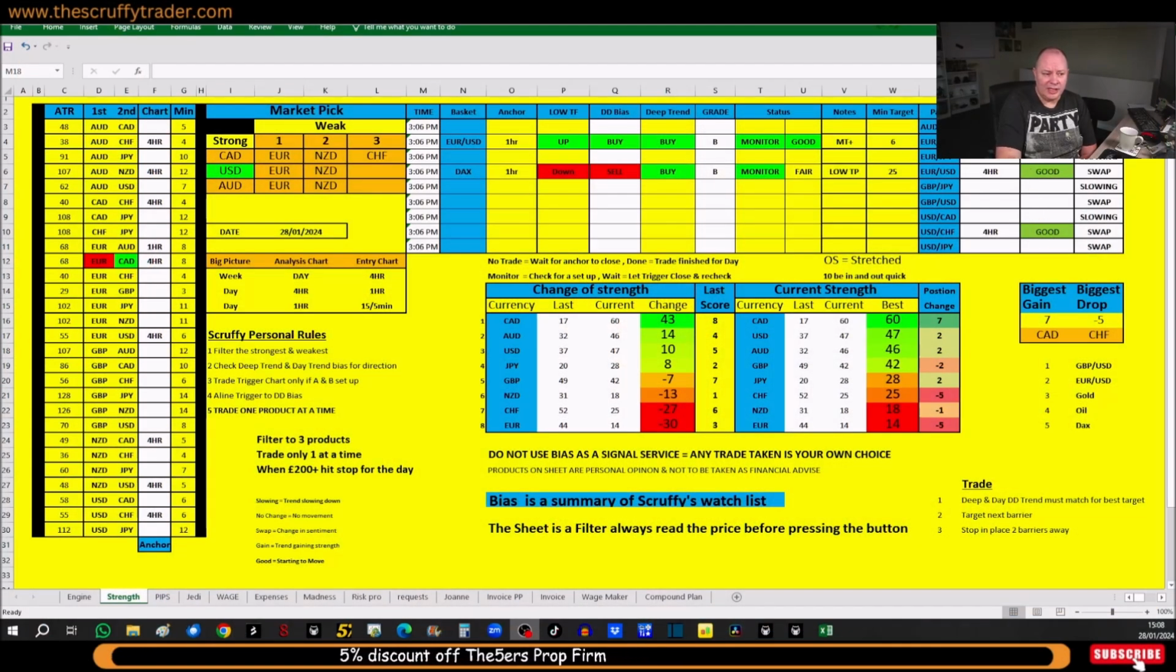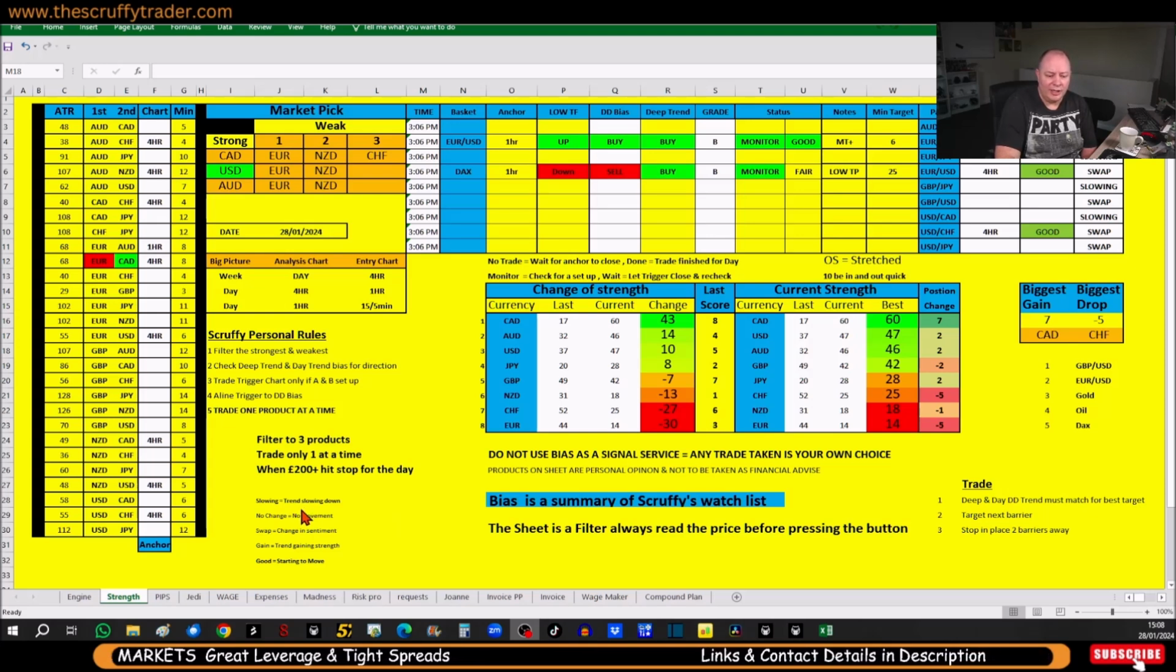So this section hasn't changed. I know it'll be hidden with my face. It shows the major pairs that we look at all the time. If it flashes up with a 4 hour, 1 hour, whatever your anchor chart is in here, it will automatically say to the side whether it's good and whether it's a swap, slowing down, etc. And if you look down there, it tells you what the instructions are. It's just I've run out of space on this side. I might swap that over and put that over here somewhere. But there it is there.